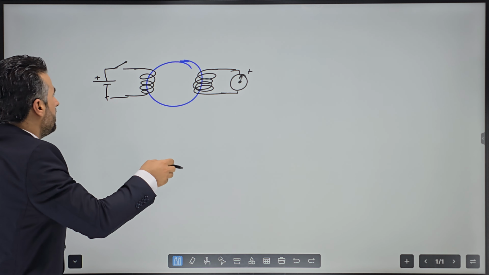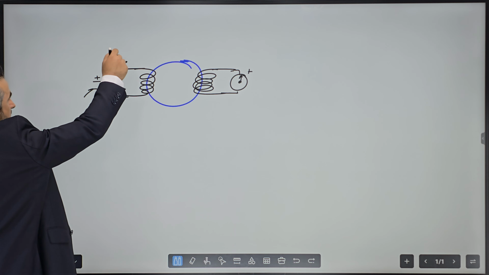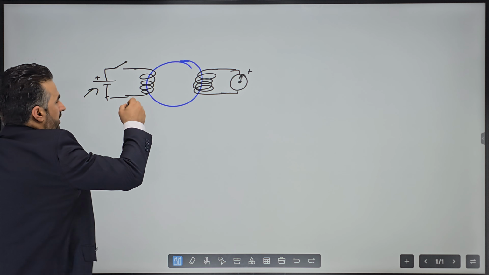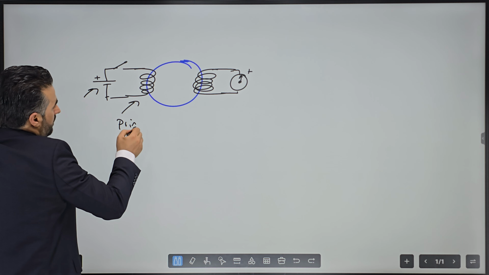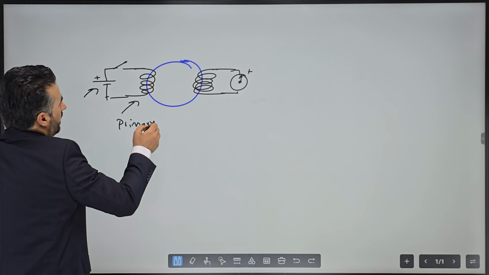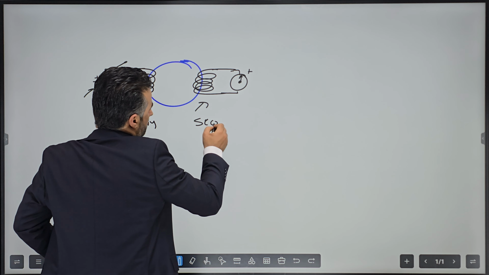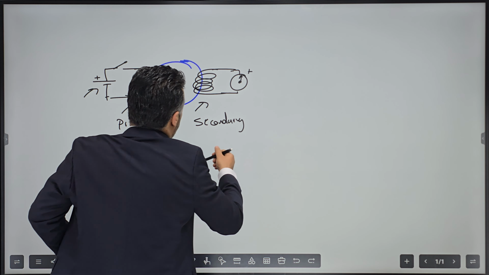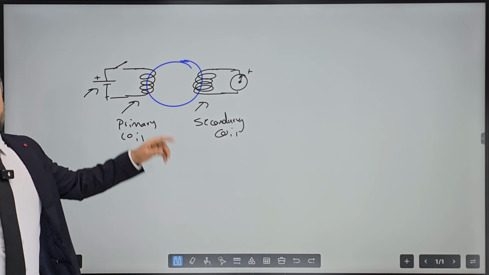So now, what exactly do you have? This is a battery that provides voltage, and this is a switch that you can turn on and off the circuit here. This coil here has a certain number of turns N. You can call that the primary coil. You can call the other side the secondary coil.